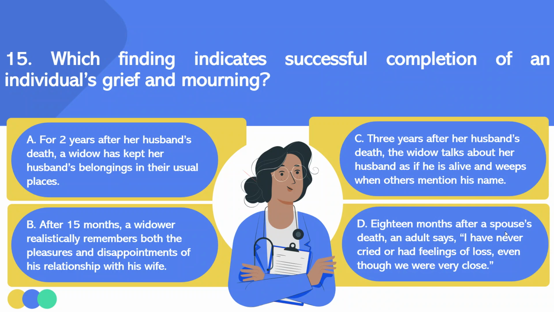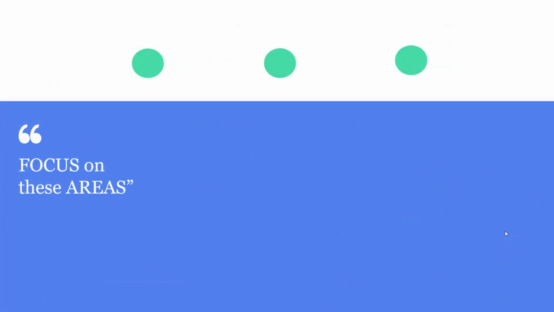Letter A, there's actually fixation because the belongings have still been in place, and there is this hoarding. And then letter C, that's already 3 years, but there's no positive coping that has developed yet. And then also the same with letter D. So number 15, letter B is the best answer.